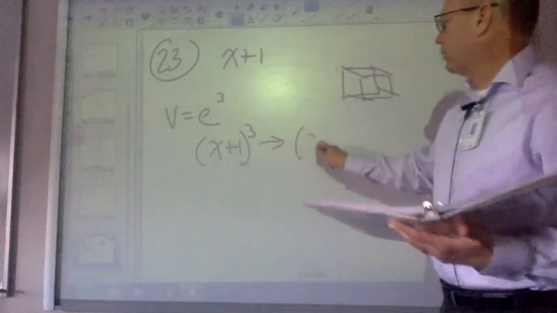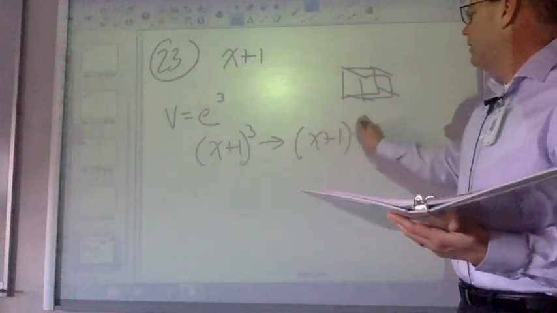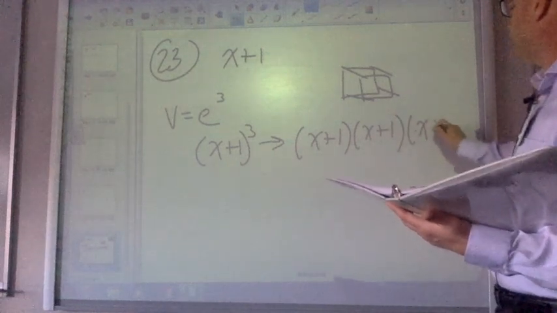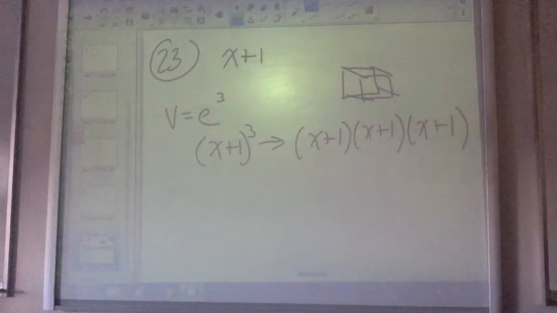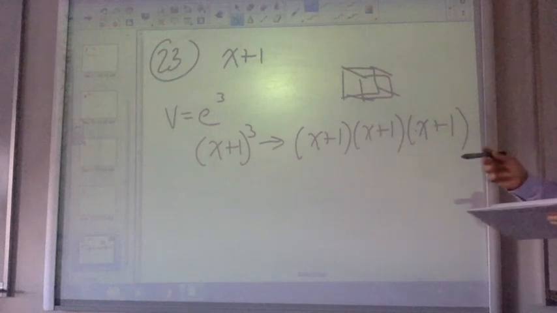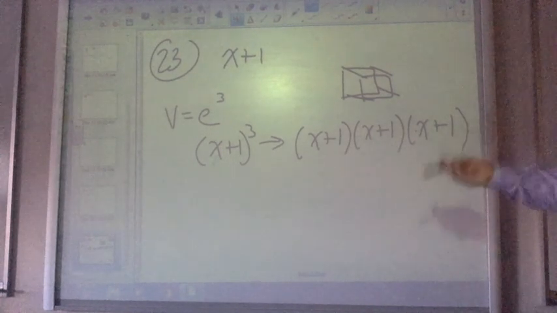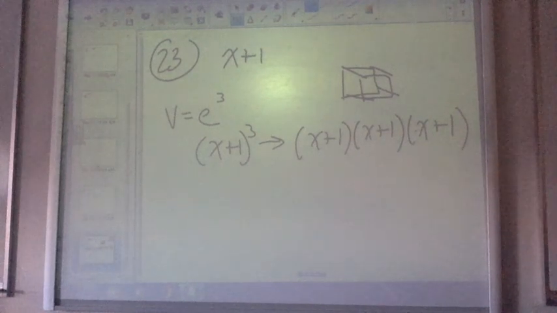You cube it, and you have to realize that that's the same thing as writing x plus 1 times x plus 1 times x plus 1. So I'd be okay with any of those for the volume of a cube. Should you multiply them out? I don't see the benefit of doing that, and I don't think I'd do that.